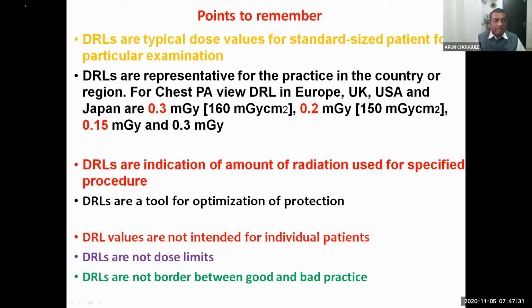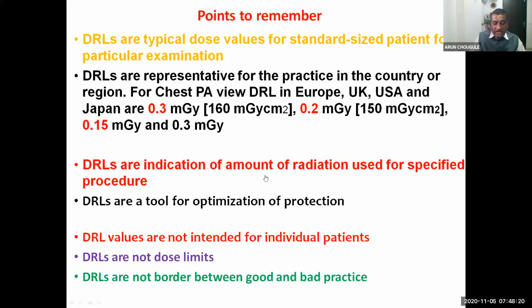So points to remember: DRLs are typical dose values for a standard size patient for a particular examination. Keep in mind that they are for a standard size patient for a particular examination. DRLs are representative for a practice in a country, and that is what I was mentioning about published data from another country. For example, if you look at the DRL for the chest PA view in Europe, UK, US, and Japan, you will find that they range from 0.3, 0.2, 0.15, almost double the range, and therefore you should have your own DRL, country specific, region specific.